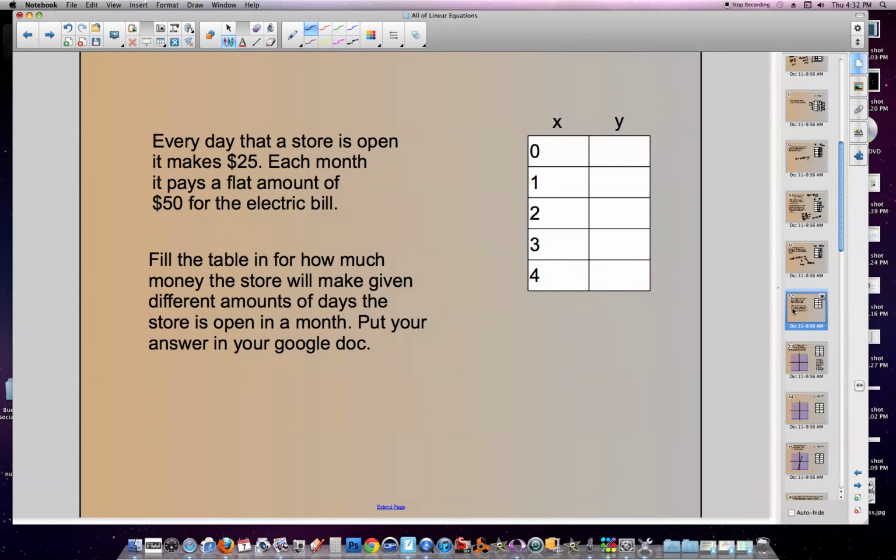So here is a problem that I want you to do on your own and put it on your Google Doc. We say every day a store is open, it makes $25. So for each day that store is open, it's going to get $25. However, each month it has to pay a flat amount of $50 for the electric bill. So I want you to tell me, based on different scenarios for how many days the store's been open, how much is that store going to have to spend? How much money will they make or lose if they're open 0 days? If they're open 1 day, 2 days, 3 days, and 4 days? This is money. So good luck with that, and I'll see you at the next video.